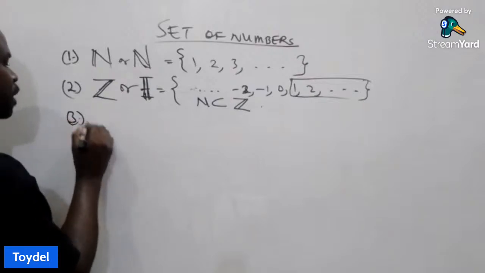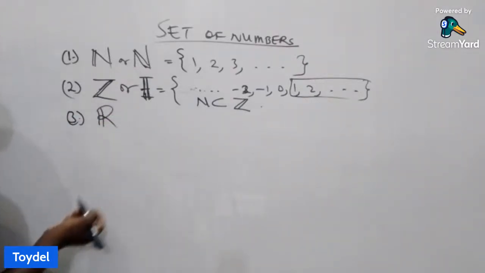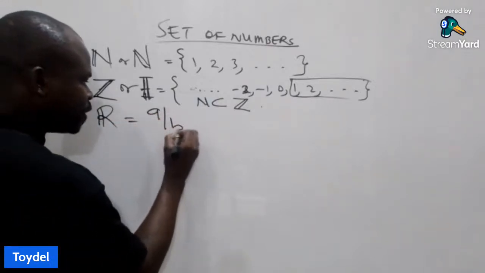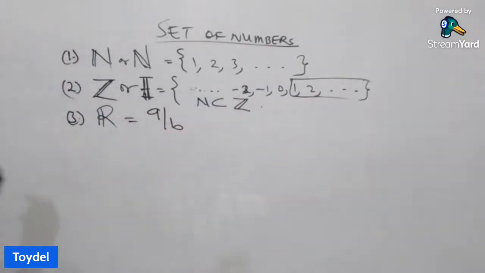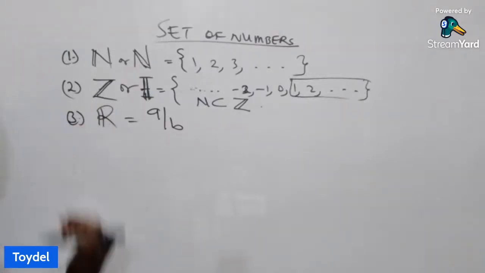Then the third set of numbers are called the rational numbers, denoted as Q. These are numbers that can be expressed as a over b. Please note all this. Numbers that you can express as a fraction are called rational numbers.